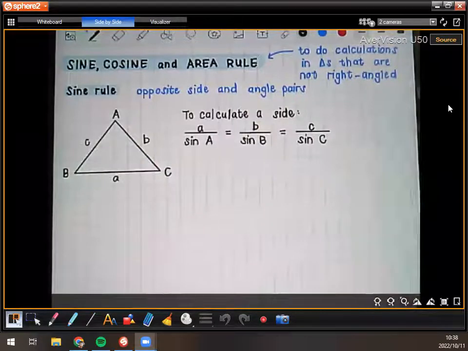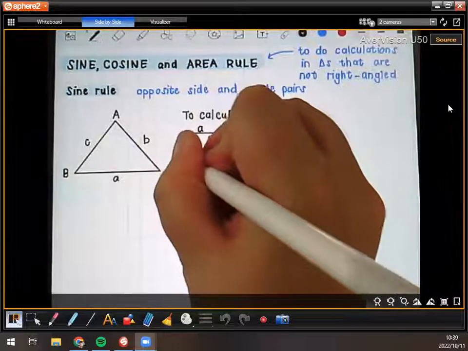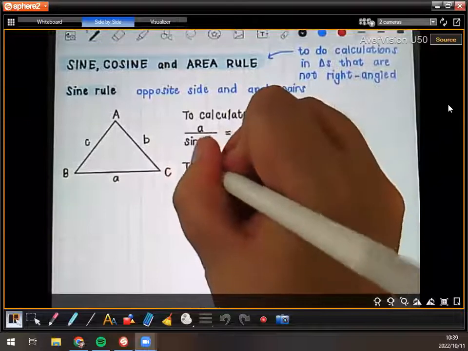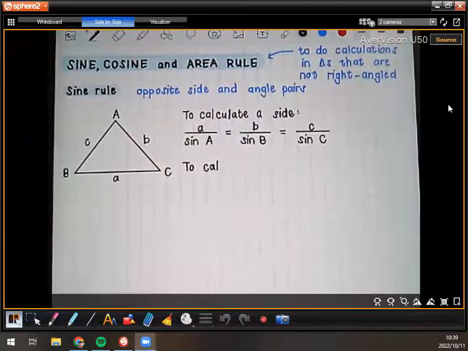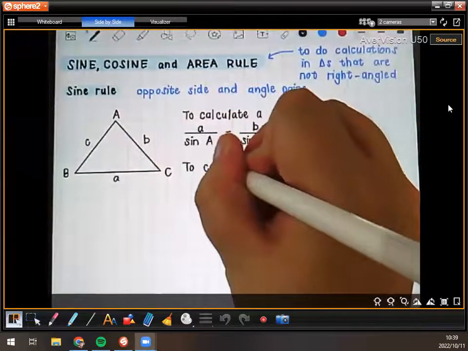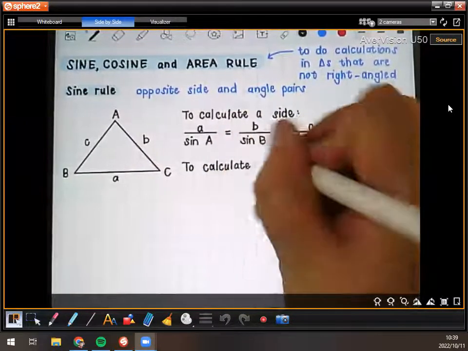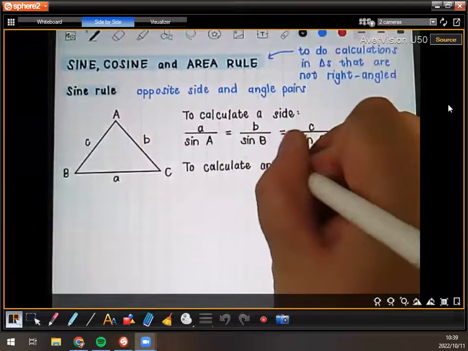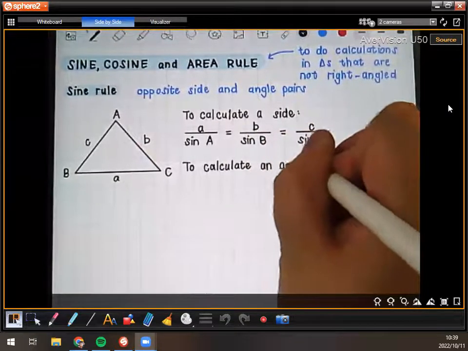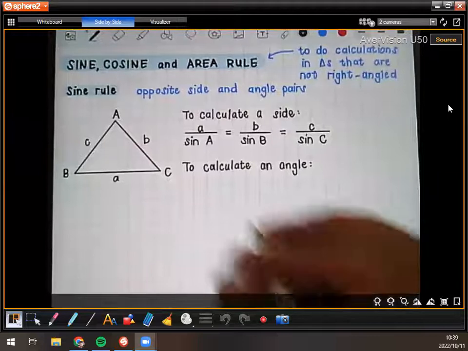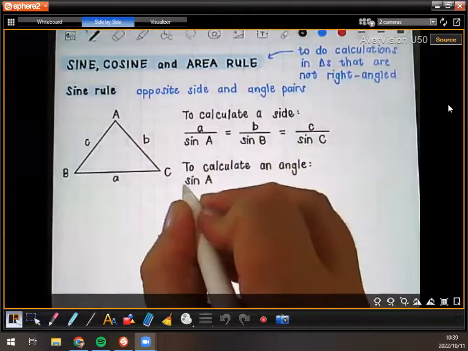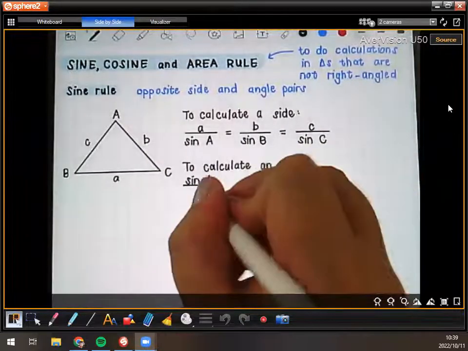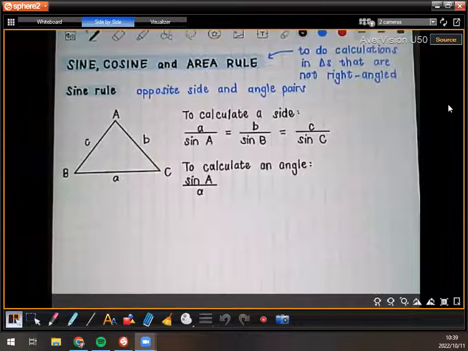Right. Now, if you want to calculate an angle, you're going to have the same formula, the same rule, but what you're going to do is put the sine of the angle at the top of the fraction. So to calculate an angle, you're just going to put the angle at the top. So you're going to say sine of angle A over the opposite side. Right? In a fraction, it's always an angle and the opposite side of that angle.